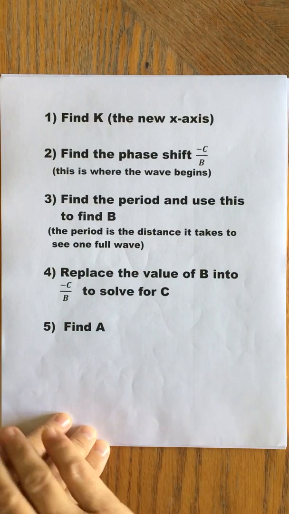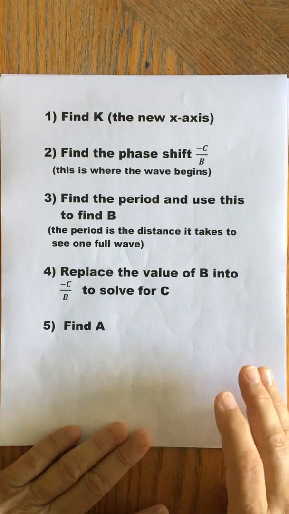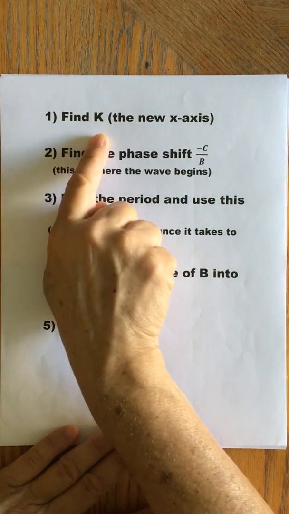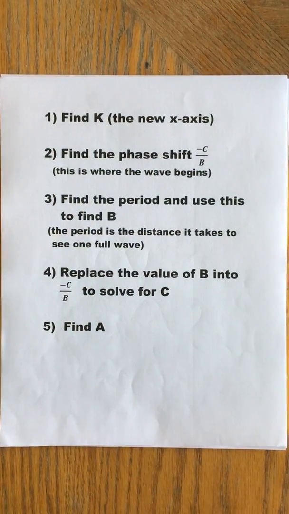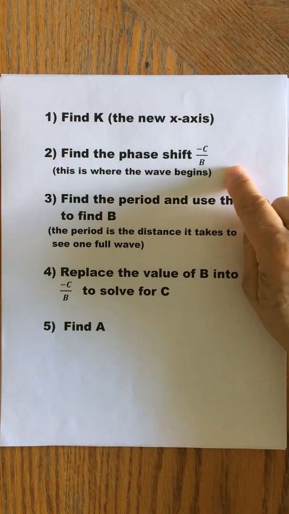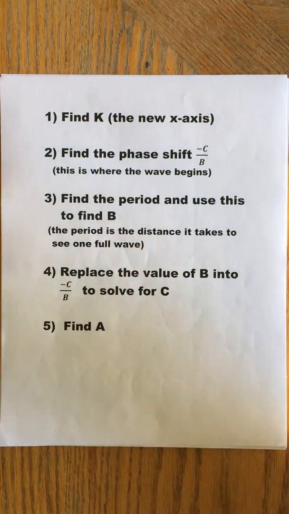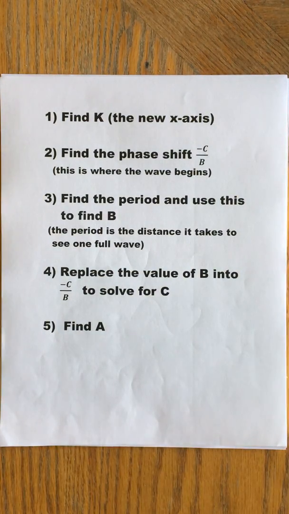When I'm given a wave and I'm asked to find the equation of that wave, I usually find k first, the new axis, right? Then I go and find the phase shift. When I do find the phase shift, they have to tell me in the problem that I am to look in a very specific interval. I can't be a mind reader. They have to give me this or I can't do the problem, or I have to choose myself, right?